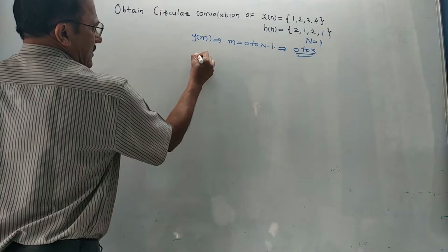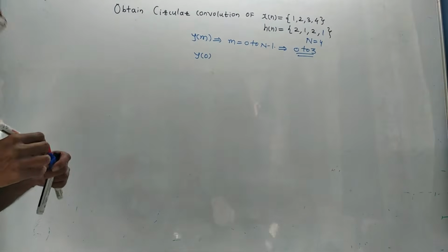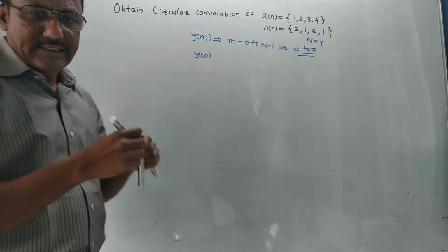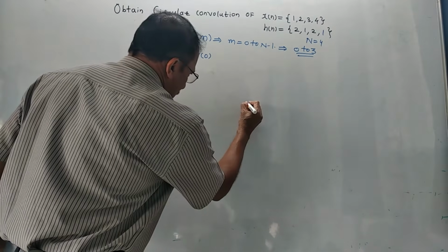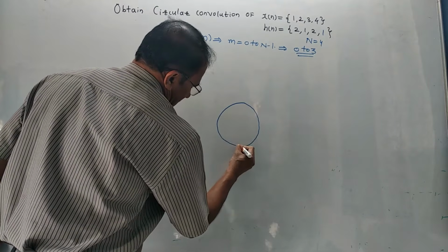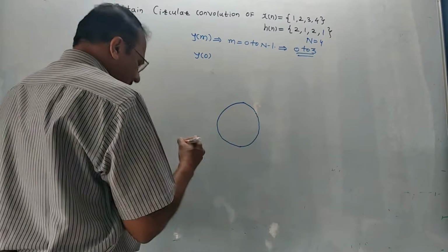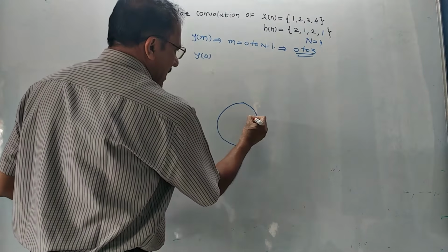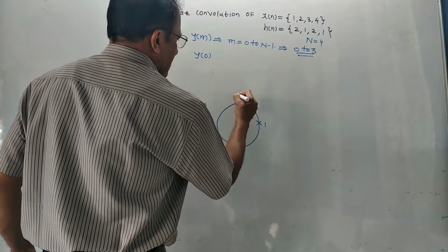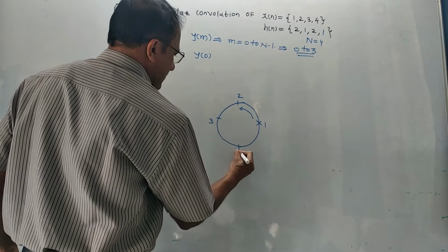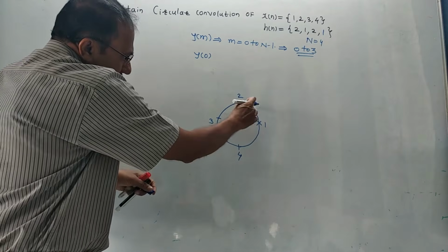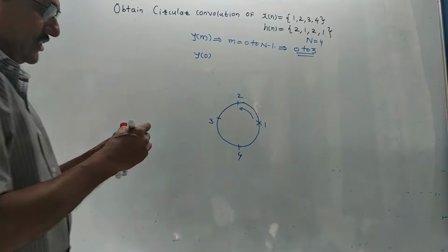So first, I will be doing the calculation of y of 0. As I said, we are studying the graphical method, which is also known as the concentric circle method. First, we need to draw one circle. This is the circle of x of n. As we discussed earlier, this is the starting point. Mark all the samples in anti-clockwise direction. So the sequence is 1, 2, 3, 4. This is the sequence of x of n, and we have marked the samples in anti-clockwise direction from the starting point.